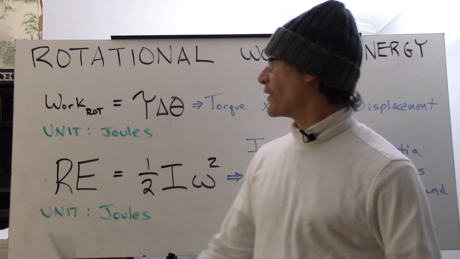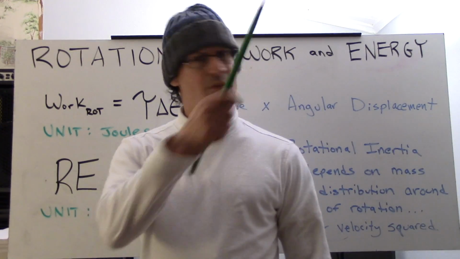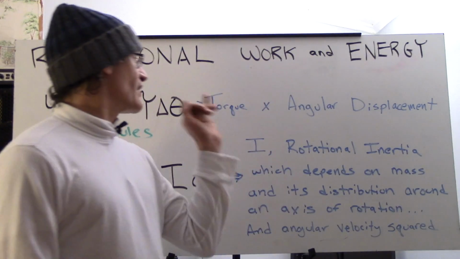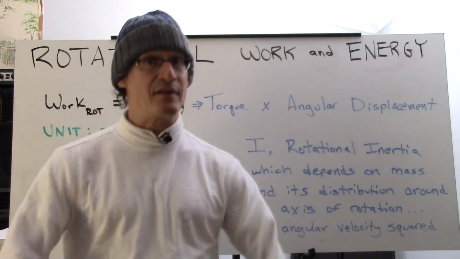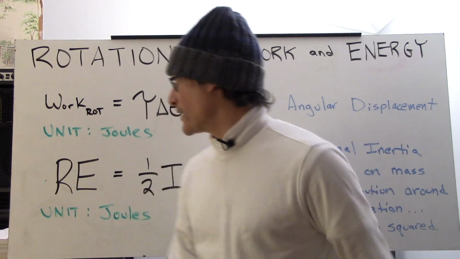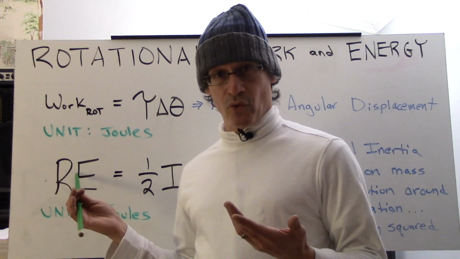What is rotational work? Well, it's tau times delta theta. There's a bunch of Greek letters. What does that actually mean? It means torque times angular displacement. So if you have a torque and it produces an angular displacement, then rotational work has been done. The unit, just like with linear work, is the joule.